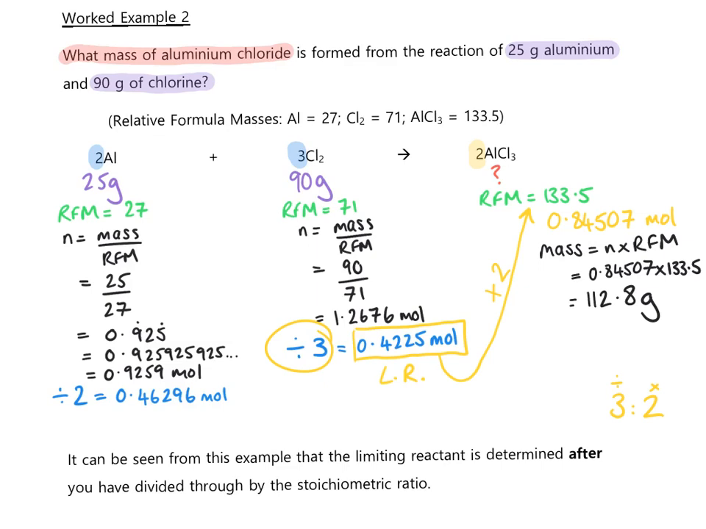So it might be worthwhile highlighting that times by 2 and just writing yourself a little note that you have already divided by 3. So we just multiply by the number in front of what we're going to.